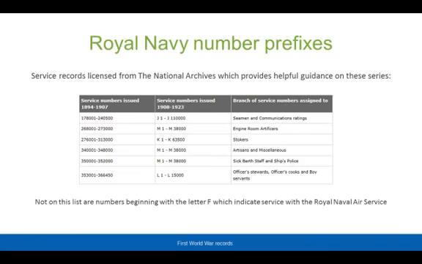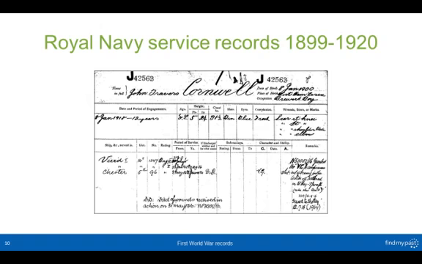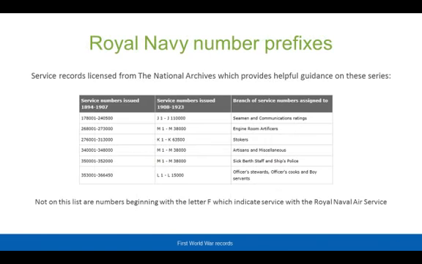Cornwall's number, which I missed off, is J42563, and if you go to the National Archives site, they've got a very useful breakdown of number prefixes, so you can see that J is Seaman and Communications Rating, M is Engine Room Artificers, etc. Not on this list are numbers beginning with the letter F, which indicates service with the Royal Naval Air Service or the Fleet Air Arm. That's where the F comes from, the Fleet Air Arm.